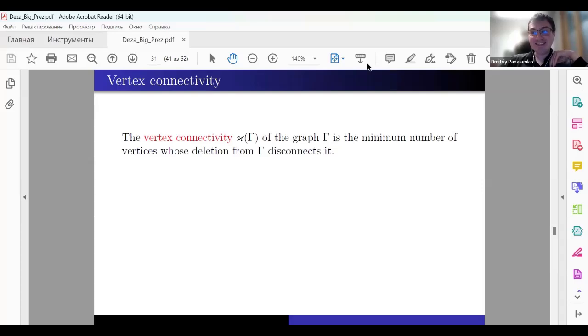Okay, seems like everything's fine, so we can move on and talk about vertex connectivity. Just to remind the definition, the vertex connectivity of a graph gamma is the minimum number of vertices whose deletion from the graph disconnects it in any way.